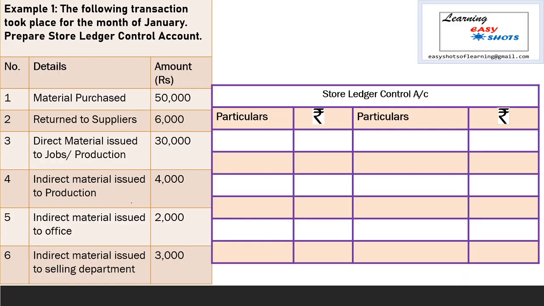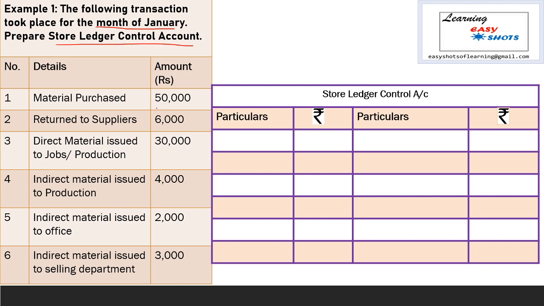When we are talking about journalizing the transactions or doing ledger posting, the rules are always the same: debit what comes in, credit what goes out. So our first example is related to individual ledger posting. Here, the following transactions took place for the month of January. We have to prepare a stores ledger control account, which is related to material.